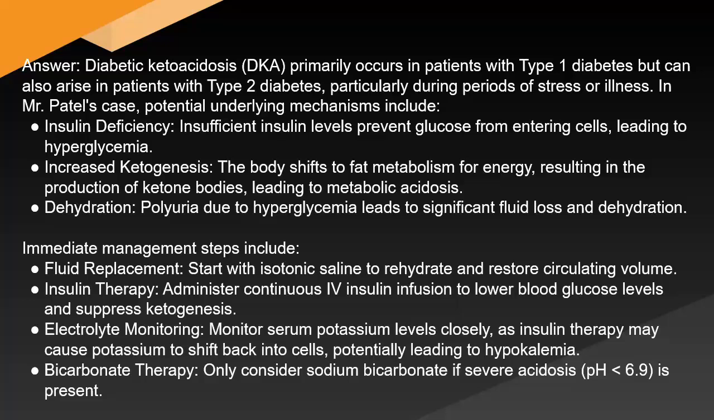Start with isotonic saline to rehydrate and restore circulating volume. Insulin therapy: administer continuous IV insulin infusion to lower blood glucose levels and suppress ketogenesis. Electrolyte monitoring: monitor serum potassium levels closely, as insulin therapy may cause potassium to shift back into cells, potentially leading to hypokalemia. Bicarbonate therapy: only consider sodium bicarbonate if severe acidosis, pH below 6.9, is present.